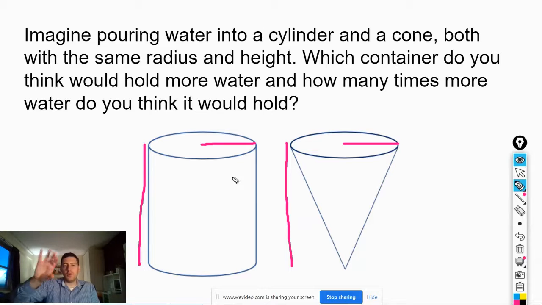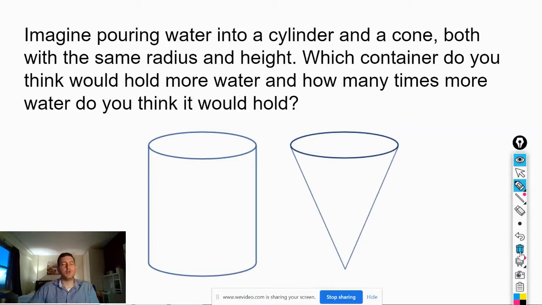Which one of these, if you were to pour water into it, would hold more water? And how many times more water? Two times more water, so twice as much? Three times as much water? 3.5 times? 4 times? 4.1 times? What do you think? All right, the answer is that the cylinder would hold more water. And in fact, it would hold exactly 3 times as much water as a cone that had the same radius and the same height. Three times as much for the cylinder.